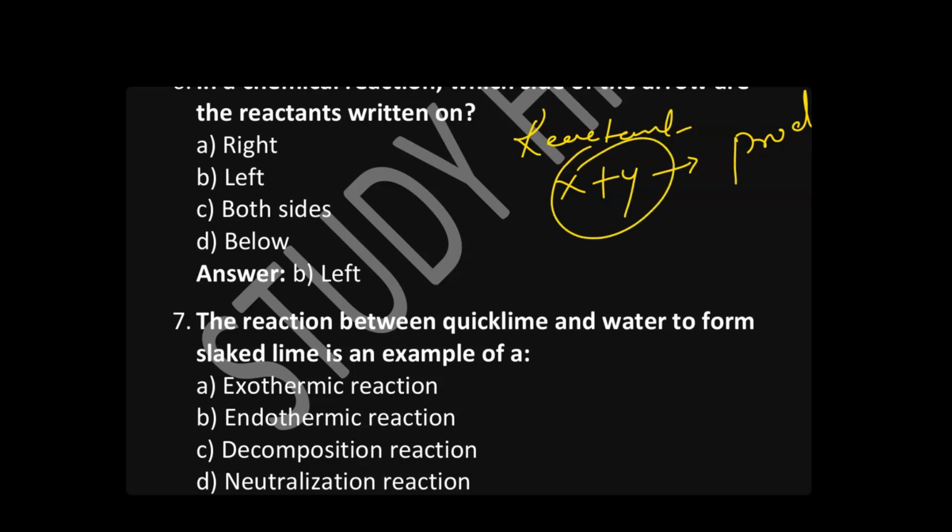So reactant is always present on the left side. So B is the right answer. Now move on to the next question.